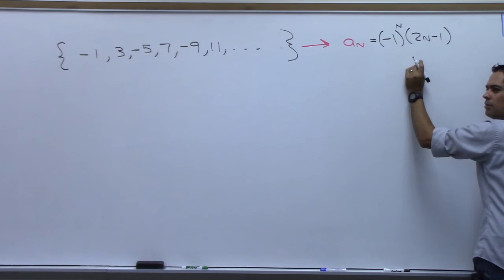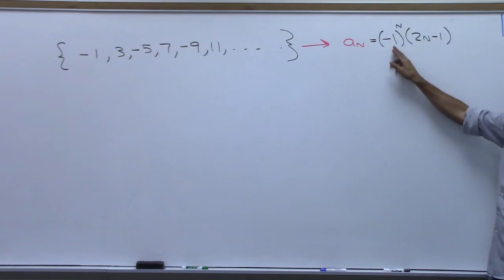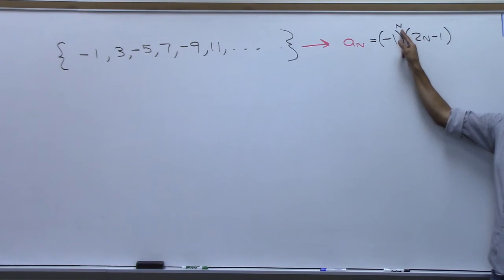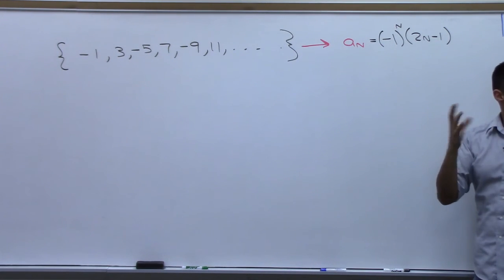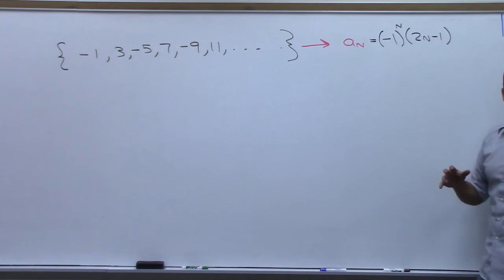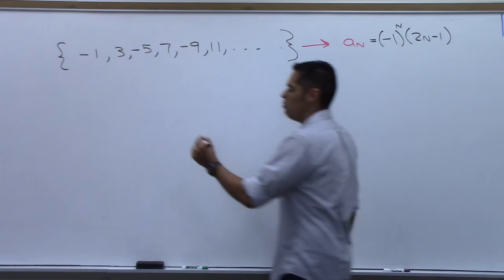Right? Think about this. What's negative 1 to the first power? Negative 1. What's negative 1 squared? 1. What's negative 1 cubed? Negative 1. Negative 1 to the fourth? Positive 1. So what's going to happen here is this negative 1 to the n is going to control my sign. Negative 1 to the n is a big thing. We're going to see a lot of it. All right? That works, right? Okay.